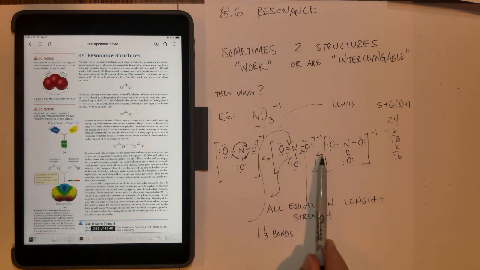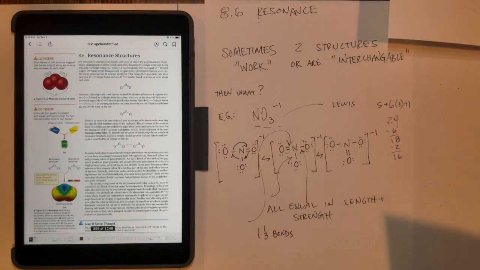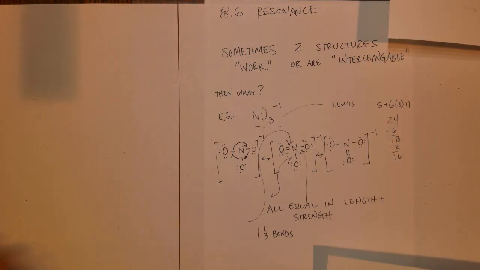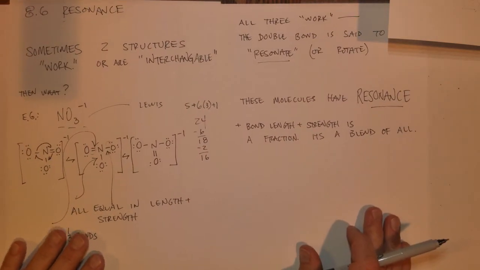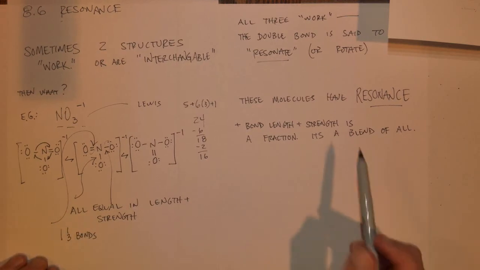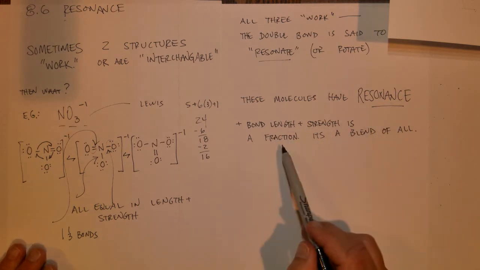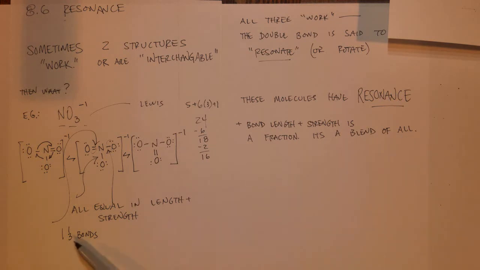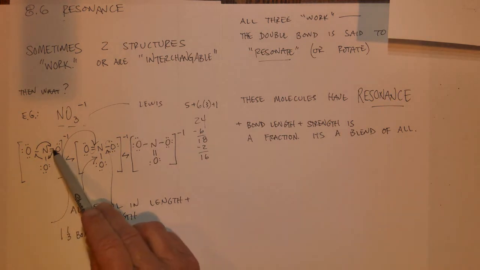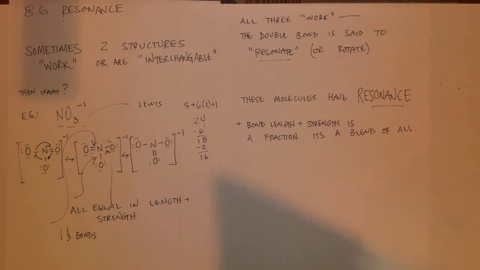How do we illustrate that? Well, we draw all 3, we put arrows in between, and we know that this double bond resonates between them, and it's like 1 1/3 bonds strong. So since all 3 work, the double bond is said to resonate or rotate between them. The fancy word is that these molecules have resonance, and the bond length and strength is a fraction. It's a blend of all of them. So it's like 1 1/3 bond strength here, here, and here.